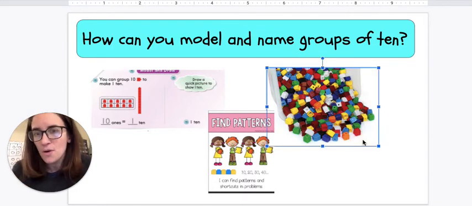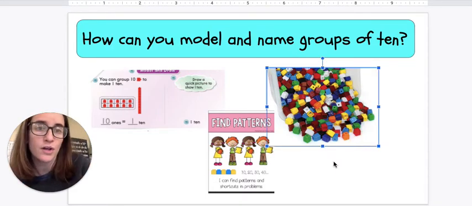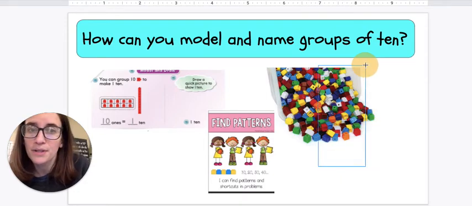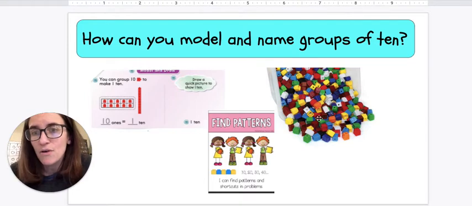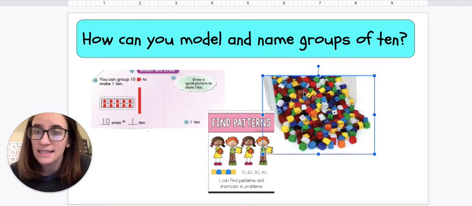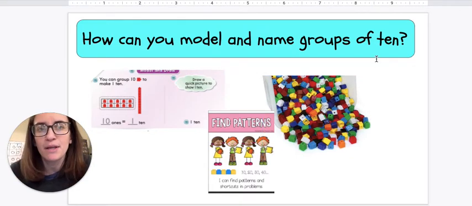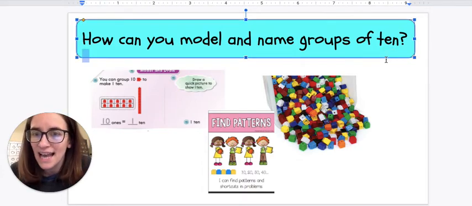But right now we're home. We don't have these cubes with us. So when I'm looking at my math work today, I'm going to use pictures to represent. But you could do this work at home if you had cubes like this. Organizing and naming groups of 10 is an excellent way to count larger groups of objects.